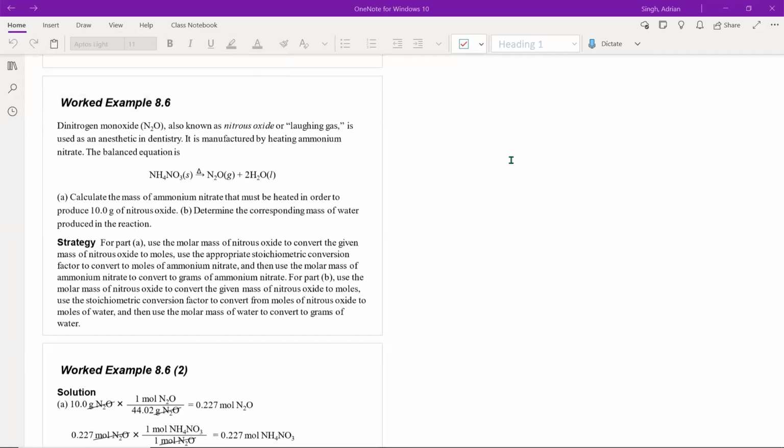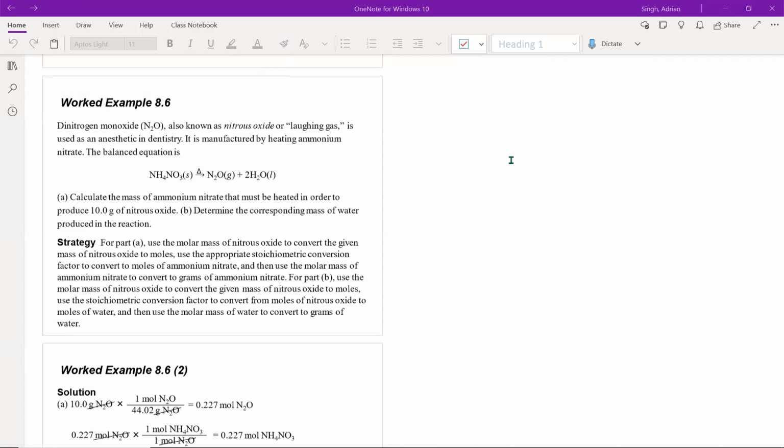Know how to use the information from a balanced equation to solve problems. In other words, we're able to use it to do stoichiometry. Let's take a look at a more realistic example of where we can apply that information.